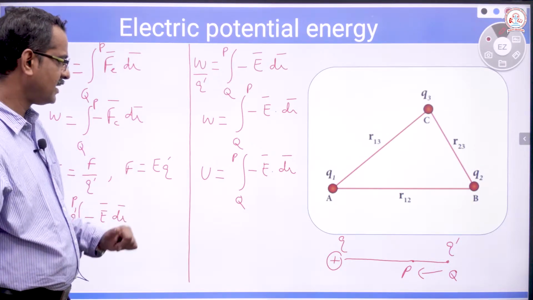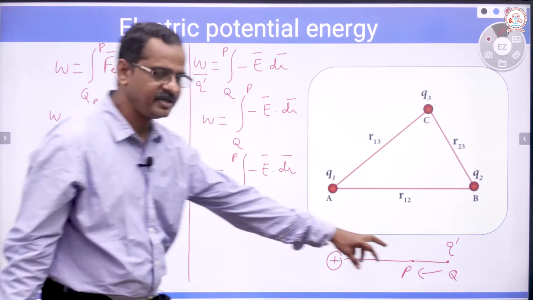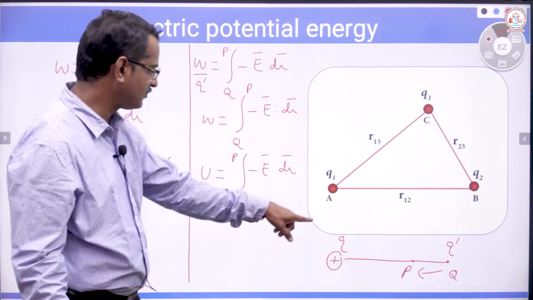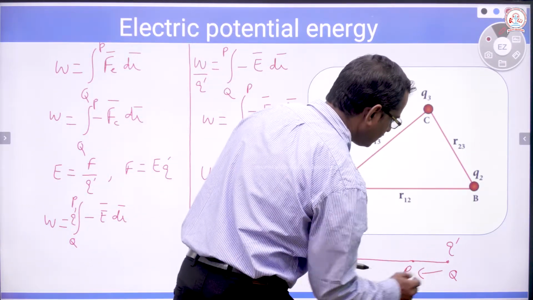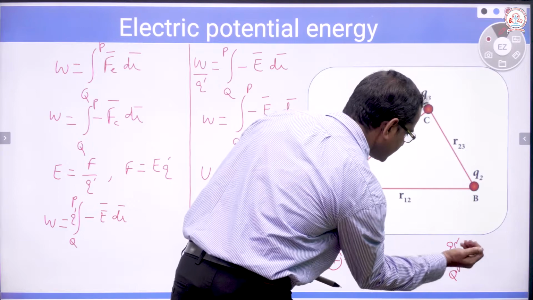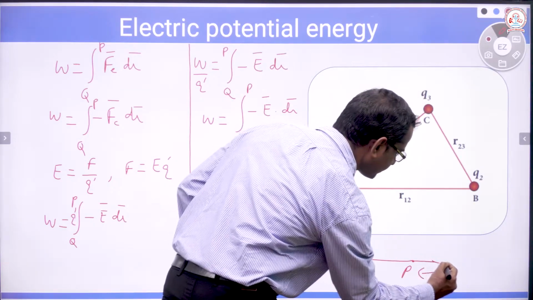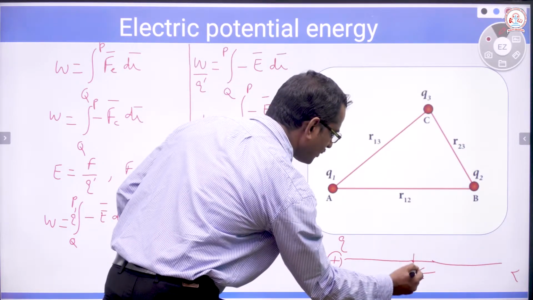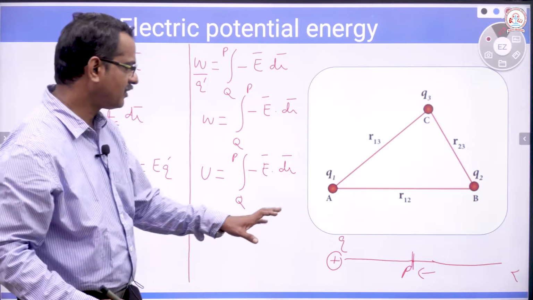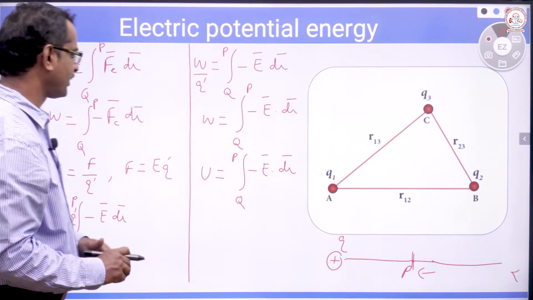Now, just imagine a charge has to be moved from infinity to this point. Let us forget this and just imagine the charge has to be moved from infinity to this point. Consider a point somewhere at infinity, and this is a point P. Now, our aim is to move a unit positive charge from infinity to this point.